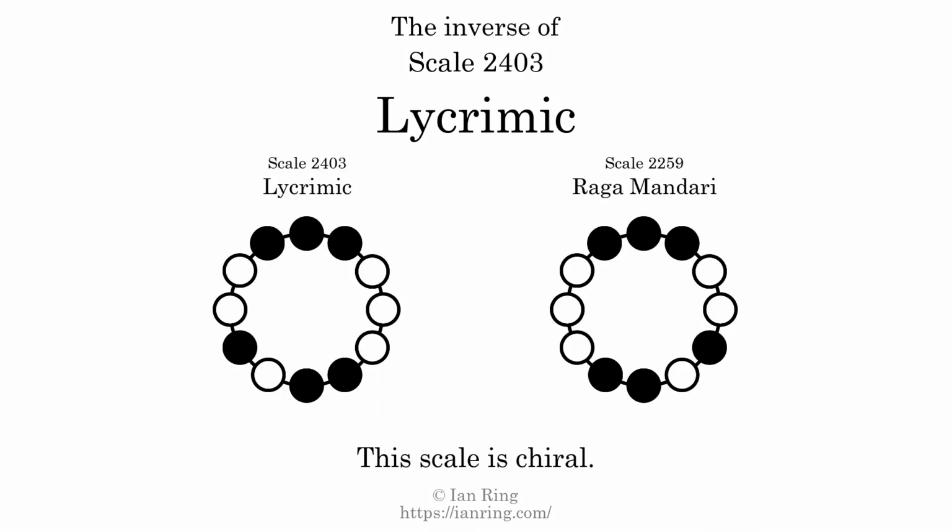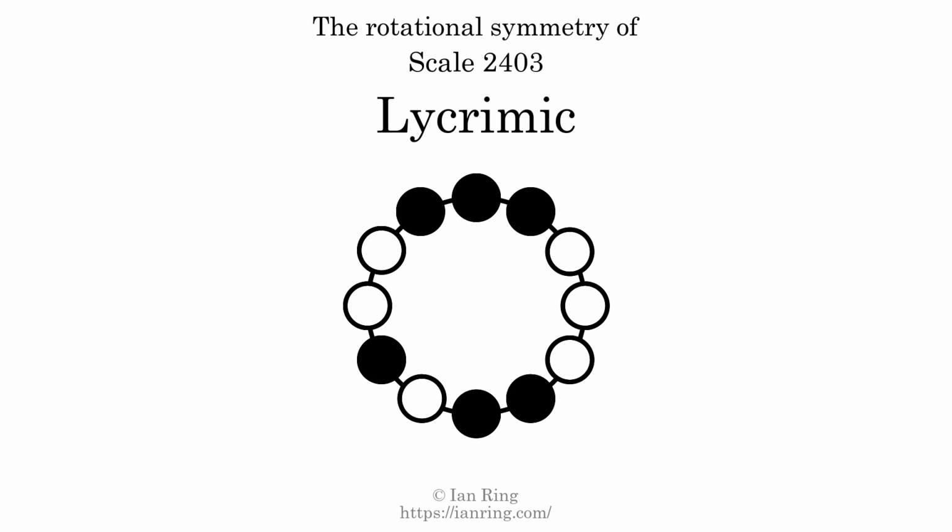The inverse of a scale is a mirror image. It is what you get when the sequence of intervals is reversed. The inverse of this scale is scale 2259, also known as Ruggomanderi. This scale is chiral. It cannot transform into its inverse by rotational transformation. This scale has no rotational symmetry.